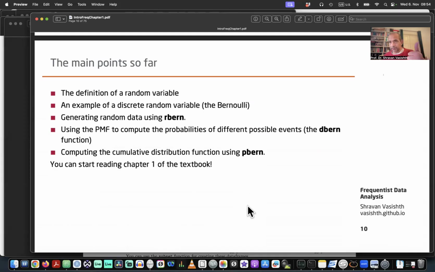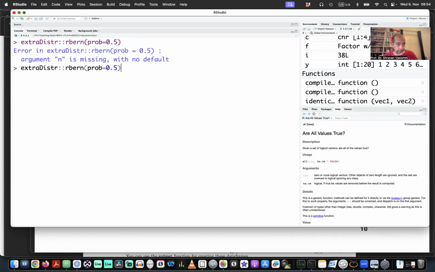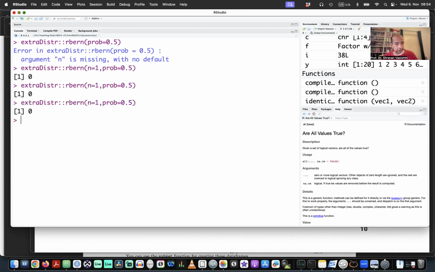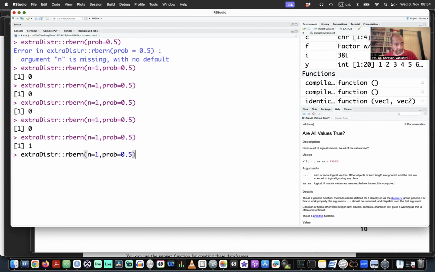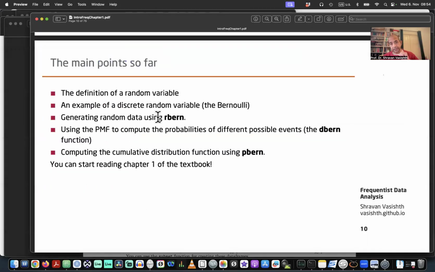So the main point that I wanted to get across here is an example of a discrete random variable. The simplest one we can think of is the Bernoulli random variable. I've shown you how to generate random data with a Bernoulli with the rbinom function. I could literally produce a Bernoulli process like this. Here I'm tossing a single coin exactly once. But if I were to decide to toss the coin 10 times, then I have 10 Bernoulli processes in action. So the number of trials that you have is determined here. Okay, so that's how you generate random data with the rbinom function.